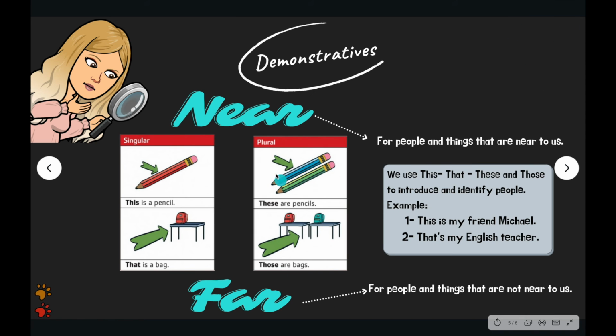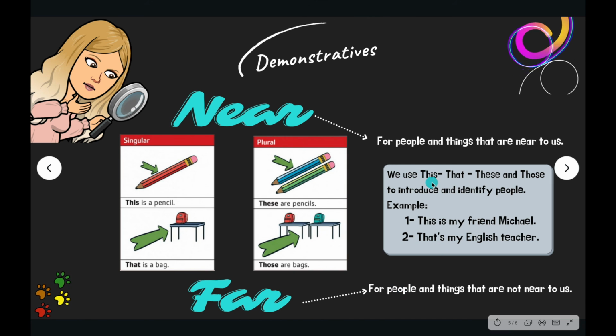Pay attention to the arrows because these two arrows are very, very near, close. This is only one thing, so this is a pencil. Este es un lápiz. These are pencils. Estos son lápices. Pay attention to the arrow, that the arrow here is far. That is a bag. Esa es una mochila. Those are bags. Esas son mochilas. You have to pay attention that this and these are for people and things that are near to us, that is the explanation of the word near. And then we have far for people and things that are not near to us.